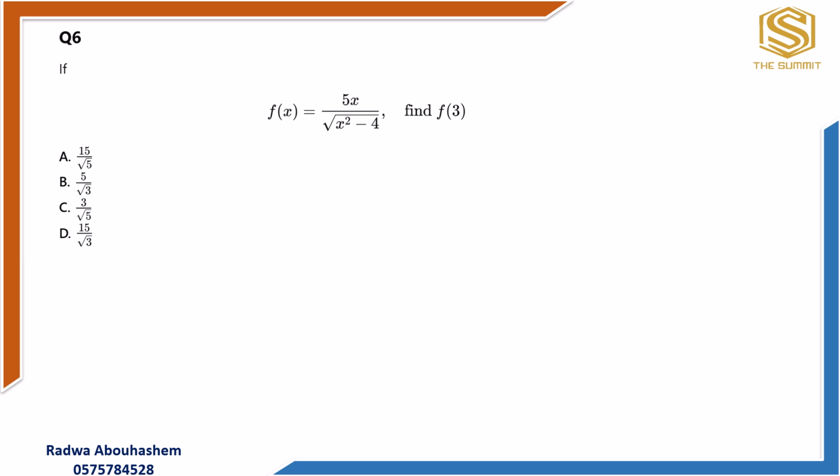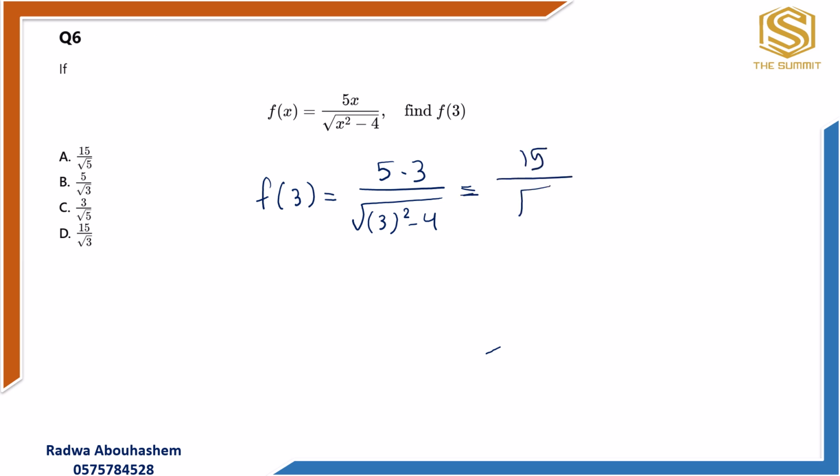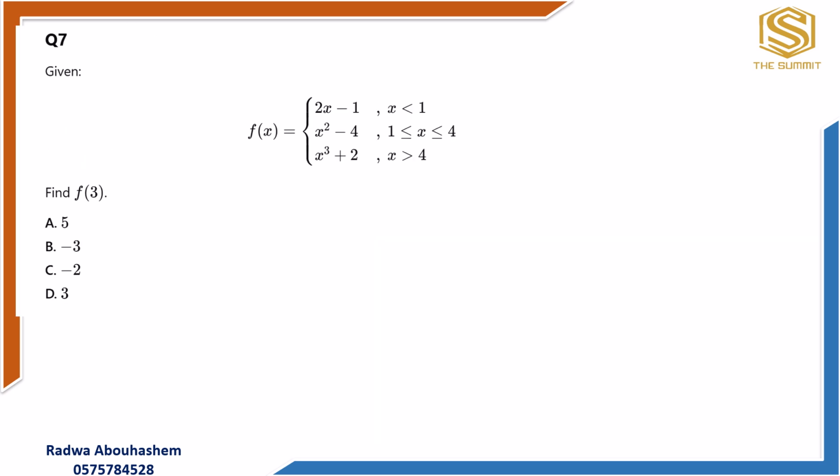If f of x equals 5x over the square root of x power 2 minus 4, find f of 3. So here I'm going to evaluate the function. Instead of x, I'm going to put 3. So 5 times 3 over the square root of 3 power 2 minus 4. 5 times 3 gives me 15. And 9 minus 4 gives me root 5. So it's 15 over root 5.